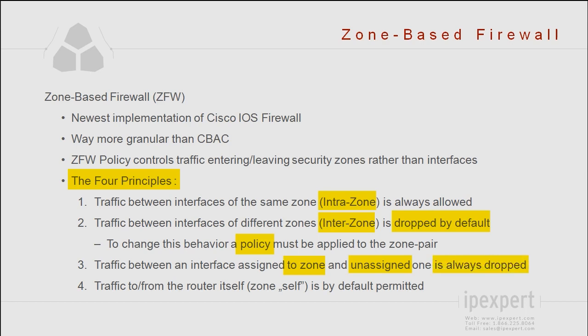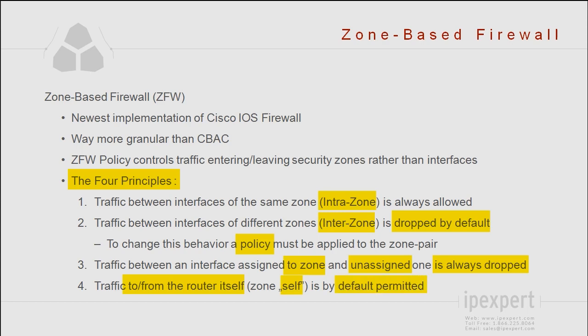So there is no way to communicate through the interfaces as long as only one interface is assigned to a security zone. And the last rule says that the traffic to the router itself and from the router itself is going to be represented by a zone known as self. This traffic is by default allowed.